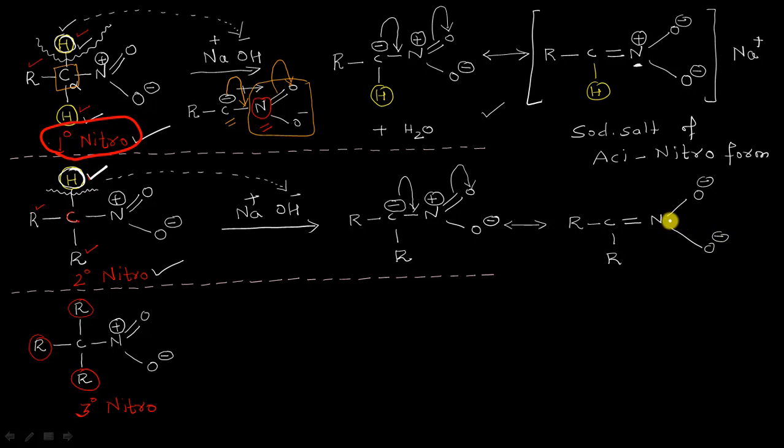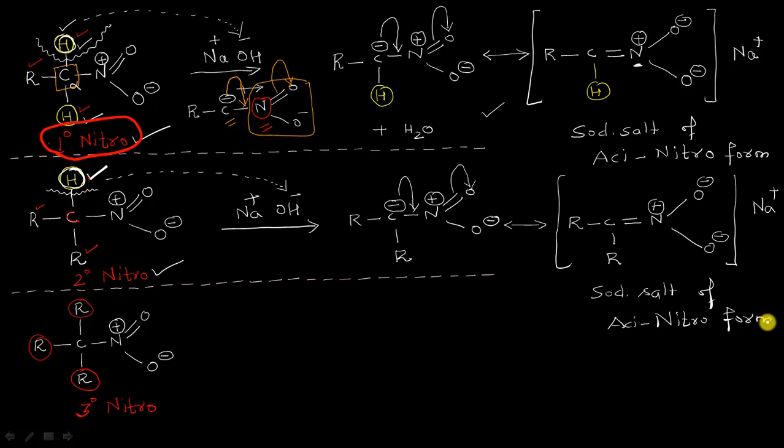And let us not forget to put a positive sign here on the nitrogen atom. So this is once again also the sodium salt. Let me write here the sodium salt of the ACI nitro form. But this time, do remember, this sodium salt of the ACI nitro form is not from some primary nitro compound. It is actually from this secondary type of nitro compound.